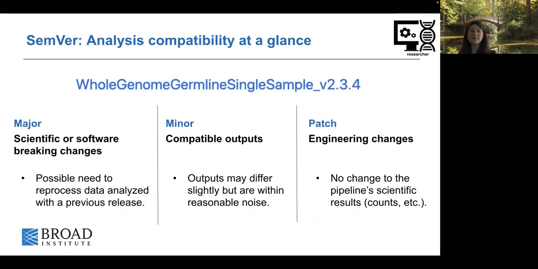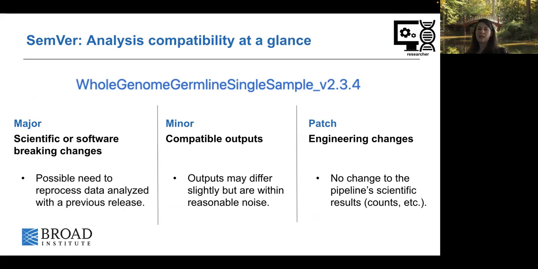We use semantic versioning. For those who aren't familiar, that's a major number, a minor number, and a patch number. This provides researchers immediate visibility into how different versions of the pipeline are going to impact their analysis. If there's a major version change in the pipeline, that means a researcher is going to want to reanalyze any data that was run with a previous version of the pipeline.